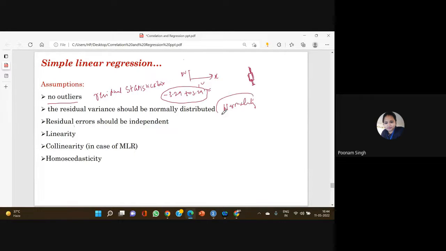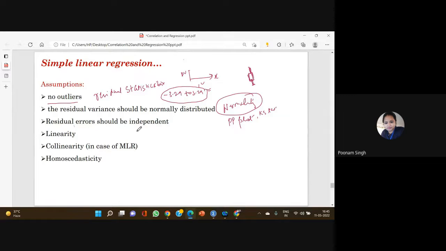और नॉर्मलिटी चेक करने के लिए, मीन्स टू चेक नॉर्मलिटी, वी क्रिएट अ पीपी प्लॉट. We create a PP plot in SPSS of residual errors, and then we use the KS test, Kolmogorov-Smirnov test. Okay, KS test, and it will tell you about the normality. We will see in the SPSS also.